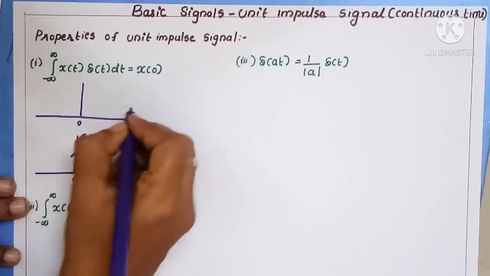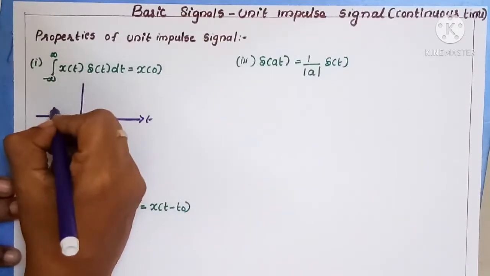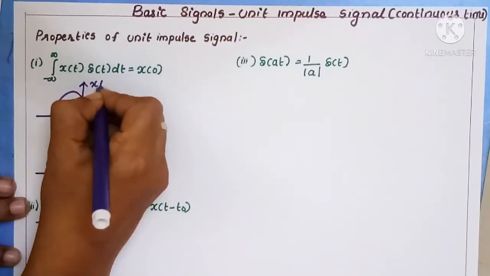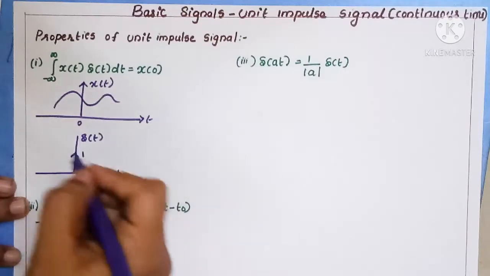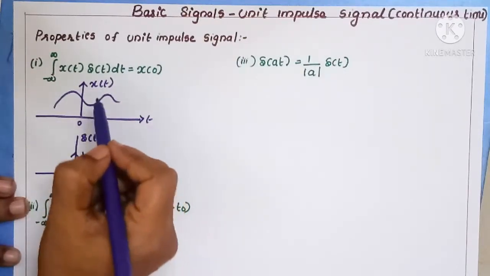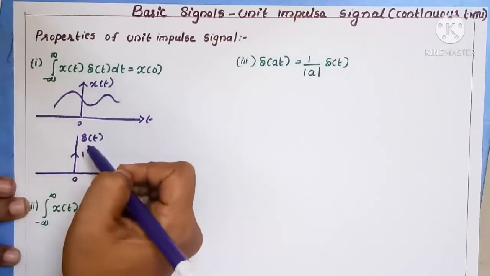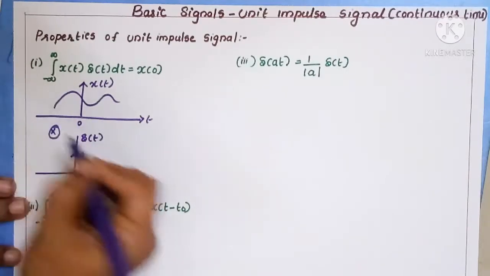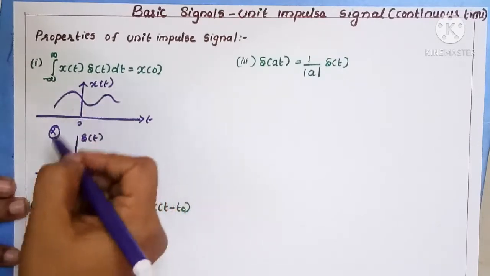0 point. This is the time axis. This is our x of t. Next we are going to multiply this x of t signal with our del of t signal. So we are going to multiply. What will be the resultant of this signal?